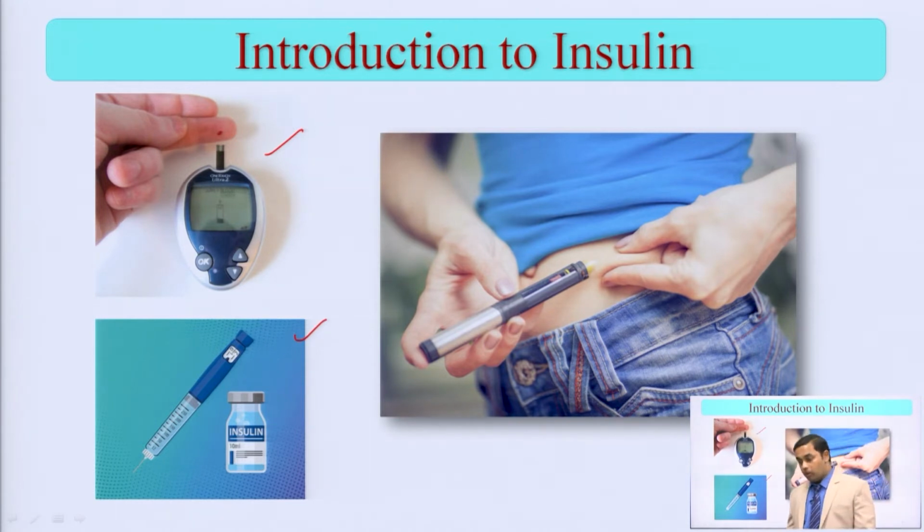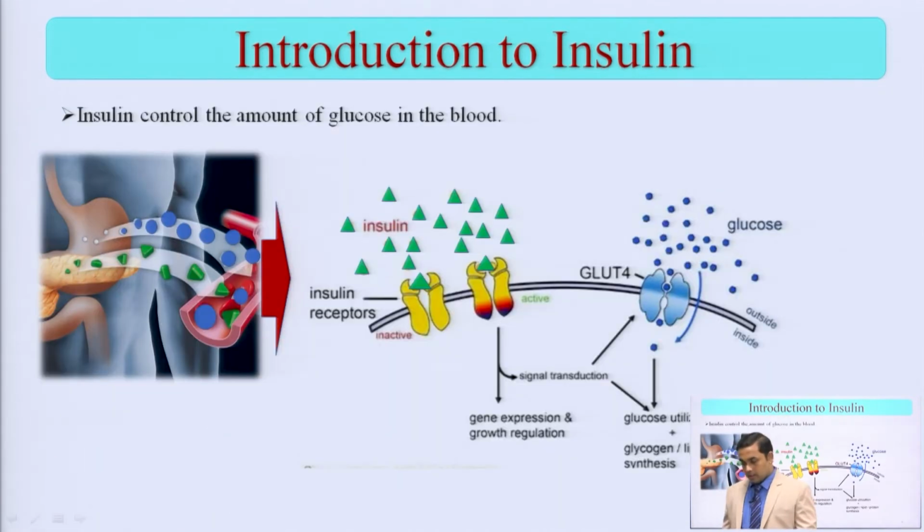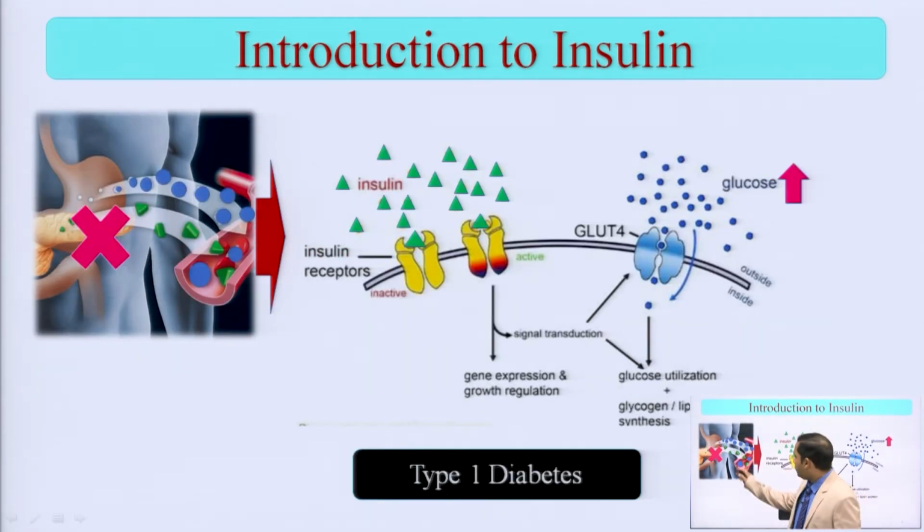Why? Because those people have some problem with insulin production in this area. What will happen? The insulin production will be reduced. There will be no insulin, or very little insulin may come here. What will happen? There will be no signal to the GLUT4, so glucose cannot enter. So, the glucose level will increase.